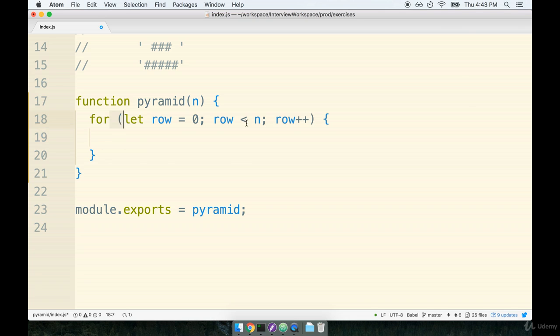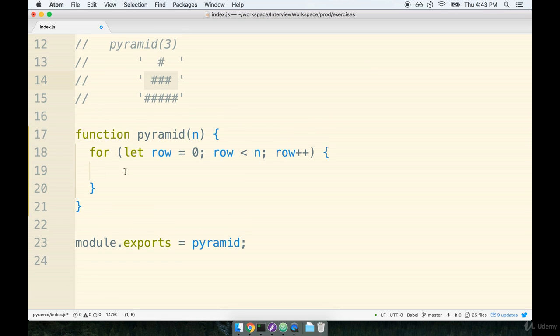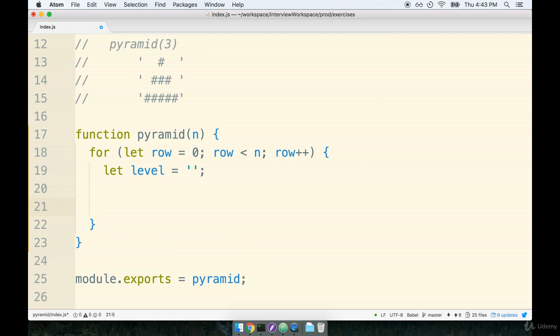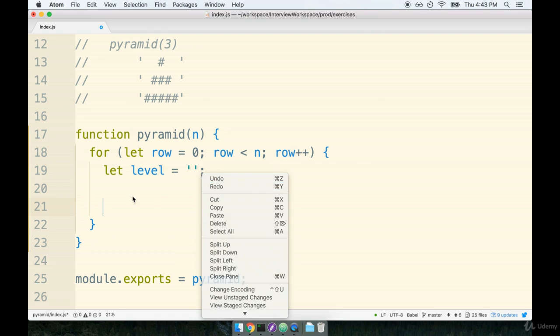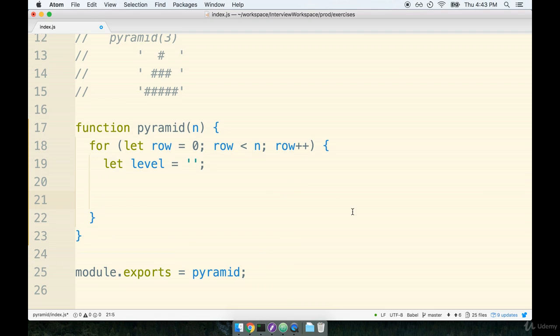For each row that we create, just like before, we'll make an empty string here. Now previously we called this empty string something like steps. This time around, just because we're working with a pyramid, I'm going to call this string level to represent a level of the pyramid. If you want to go with stair or steps or whatever we use, totally fine. There's no difference. Now inside of here is where the real magic begins. So this is where things start to get a little bit different from our initial steps solution.